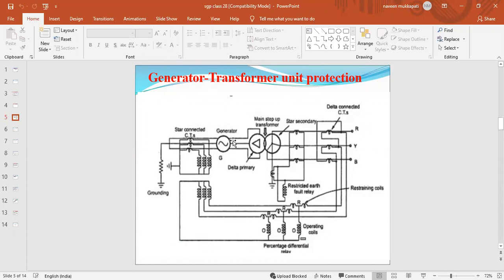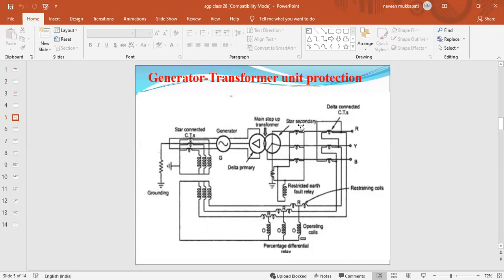In that diagram, we are using different protective schemes. At both ends of the generator and transformer set, we connect CTs. On one side the CT is star connected, and on the other side the CT is delta connected. Both CTs are connected through the restraining and operating coils.